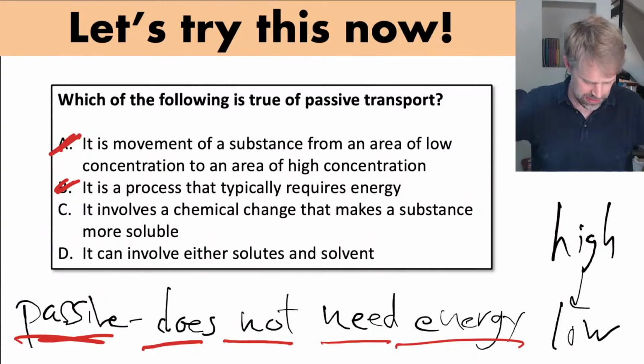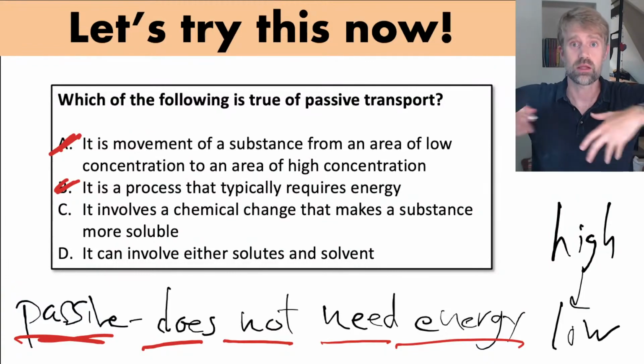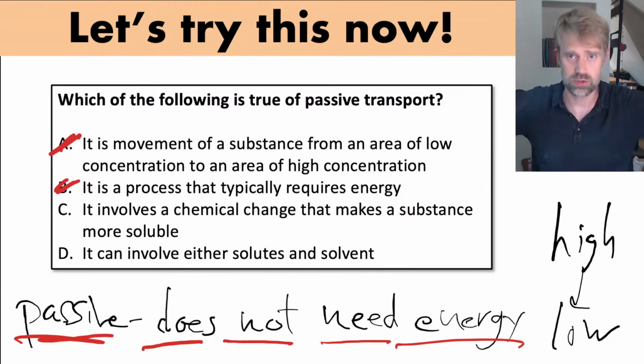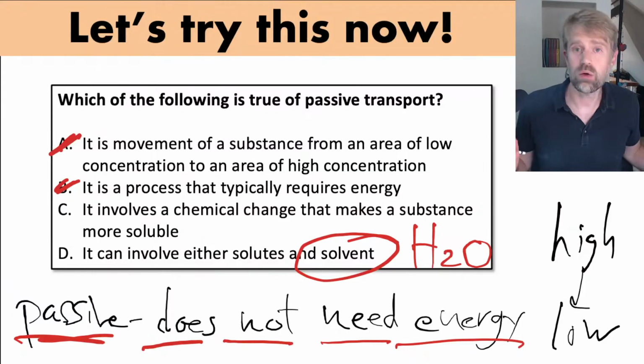D, it can involve either solutes or solvent. Okay, think about this. Passive transport. Well, solute, as you know, can move from high to low. Salt, sugar, things like that can do passive transport from high to low. Oxygen, carbon dioxide can do passive transport. Those are solutes. They're dissolved. What about solvent? Solvent is something that does the dissolving. So, solvent, such as water, can water move from high to low?